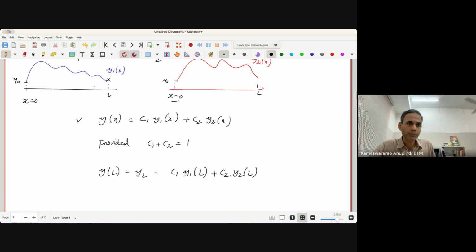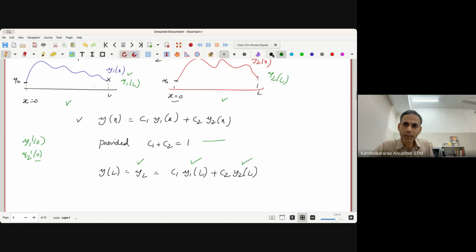Okay, now we realize that y1 of L we already know, y2 of L we already know, because with the guessed values of y1 prime 0 and then y2 prime 0, we have integrated and obtained what is y as a function of x. So I know what is y1 as a function of L. This is numerically obtained, and y2 as a function of L. So I know these two values, and I know this value. That means I know everything here except for C1, C2.